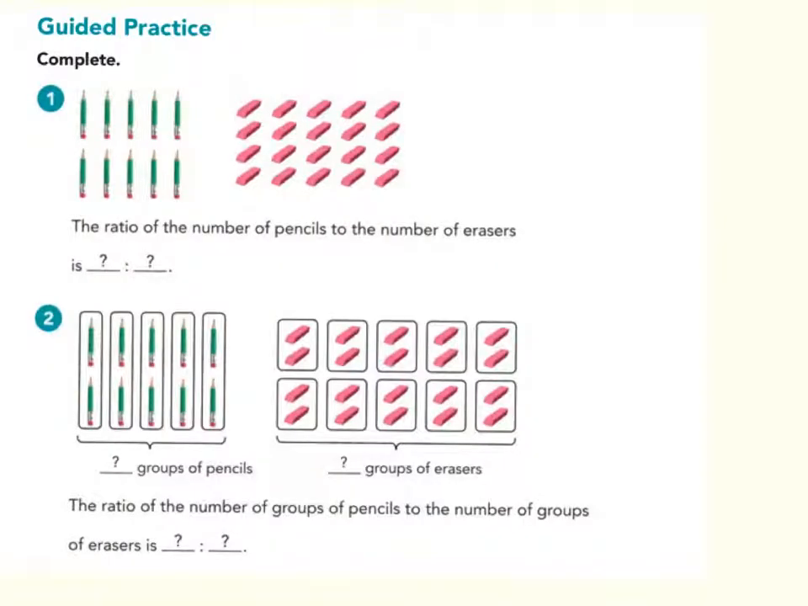Let's try a set of 4 problems in which we'll work through creating equivalent ratios using a set of pencils and a set of erasers. In number 1, simply give the ratio of number of pencils to number of erasers as they appear. In number 2, write the ratio of groups of pencils to groups of erasers. Press pause to finish these 2, and when you come back, we'll complete parts 3 and 4.